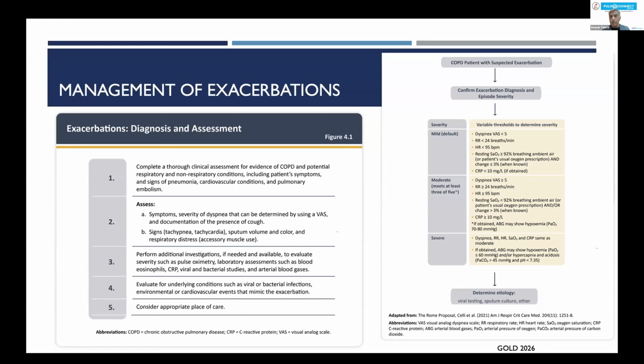Coming to the suspected patient of COPD acute exacerbation, we need to actually do their severity assessment, mild, moderate, severe. And this will be broadly done on the basis of how symptomatic they are, what are their resting vitals, what are their blood tests particularly related to CRP, as well as ABG showing the carbon dioxide retention, which is the most important thing, or also decrease in the PO2 levels.